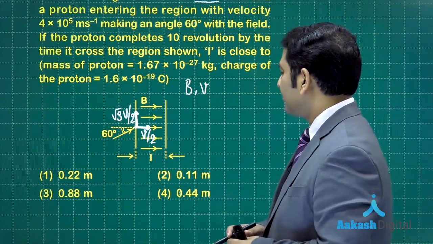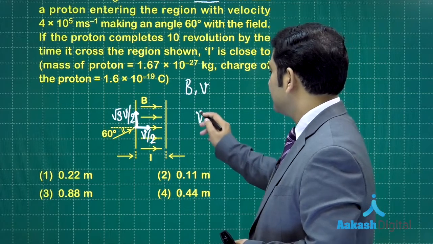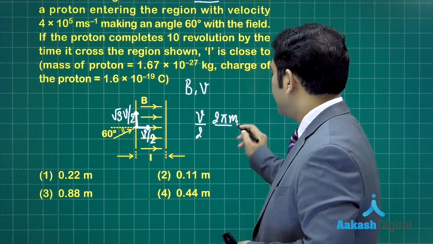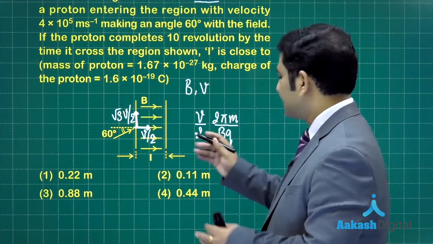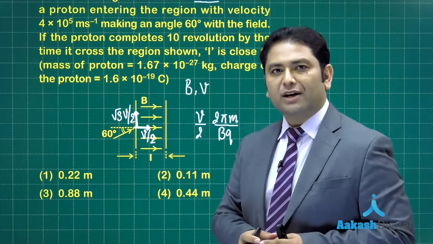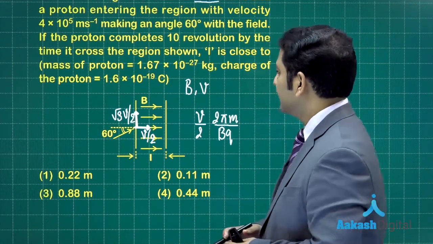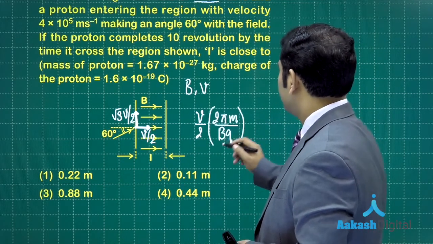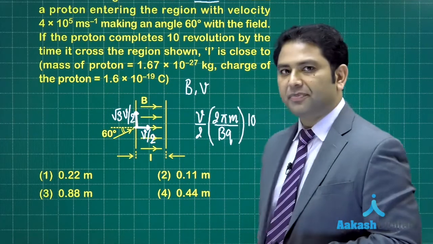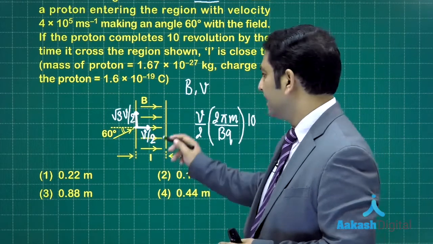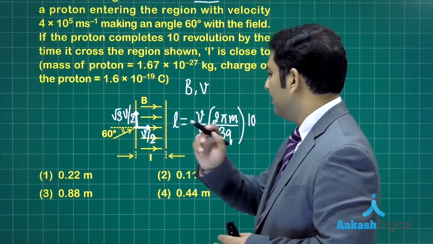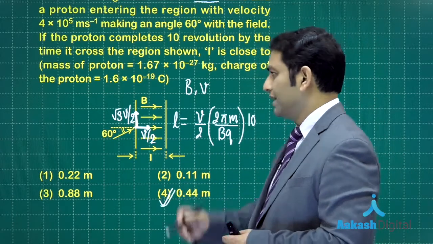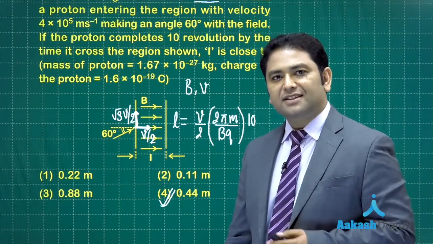Now let's see how much would be one pitch. That's of course V by 2 into 2 pi m by Bq. So that's the distance covered in one revolution. But the question says by the time it crosses this segment, it would have made 10 revolutions. So we need to multiply by 10. That will give the forward distance and that can be equated to L. So that's now a little bit of calculation. Option number 4 would be correct. Let's go to question number 10.